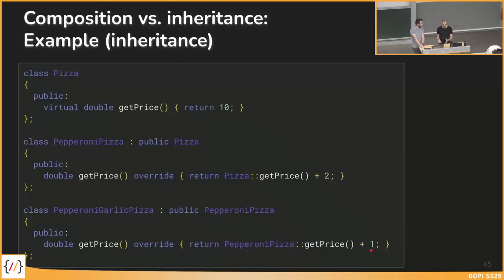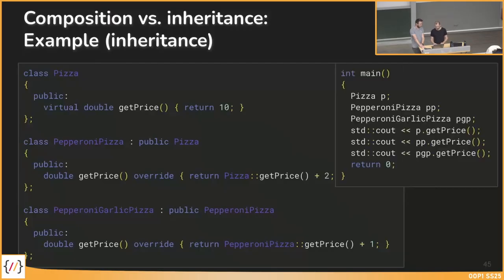So this is nice. This also works. We can create a pizza, a pepperoni pizza and a pepperoni garlic pizza, and we can get the prices out of them. So far so good.